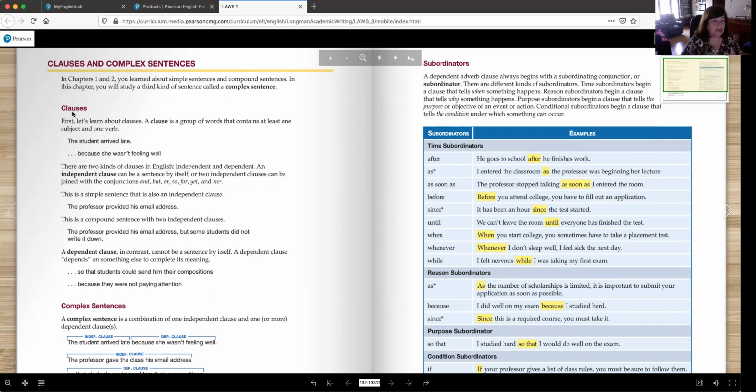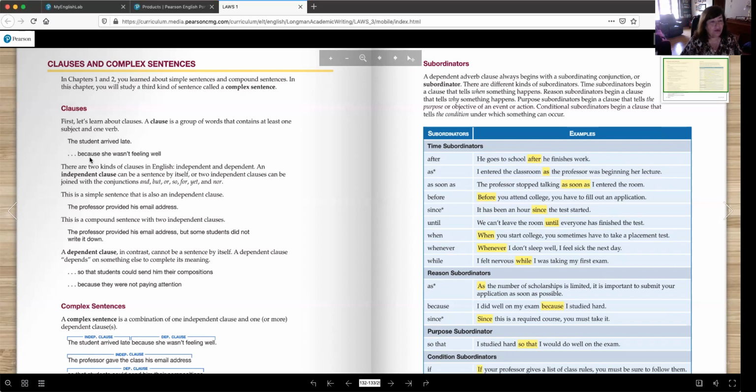So let's look at this page again. So it tells you here clauses. First, let's learn about clauses. A clause is a group of words that contains at least one subject and one verb, like this. The student arrived late. We have one subject, we have one verb. This makes sense in itself, so this is a complete sentence, but it's still called a clause now because it's part of another sentence. Look at the second one. Because she wasn't feeling well. This sentence also has a subject and a verb, but it is not a simple sentence. It cannot be by itself because of the word because.